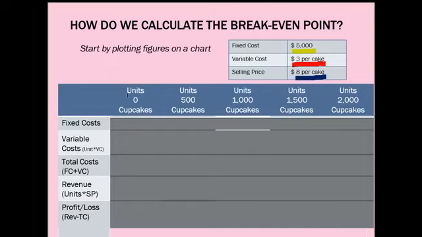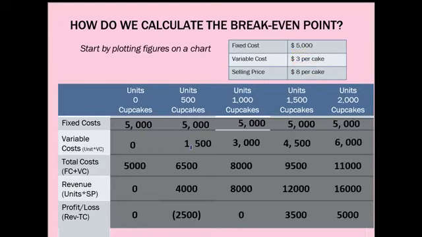Now, at unit 0, when there was no production, we must have fixed cost, and it is 5,000. But the variable cost will be 0. Why? Variable cost is in proportion with production. If we don't produce, the cost is 0. If we produce, the cost will commensurate with the production. So after filling all this, we should have something of this nature. Now, look at our fixed cost.